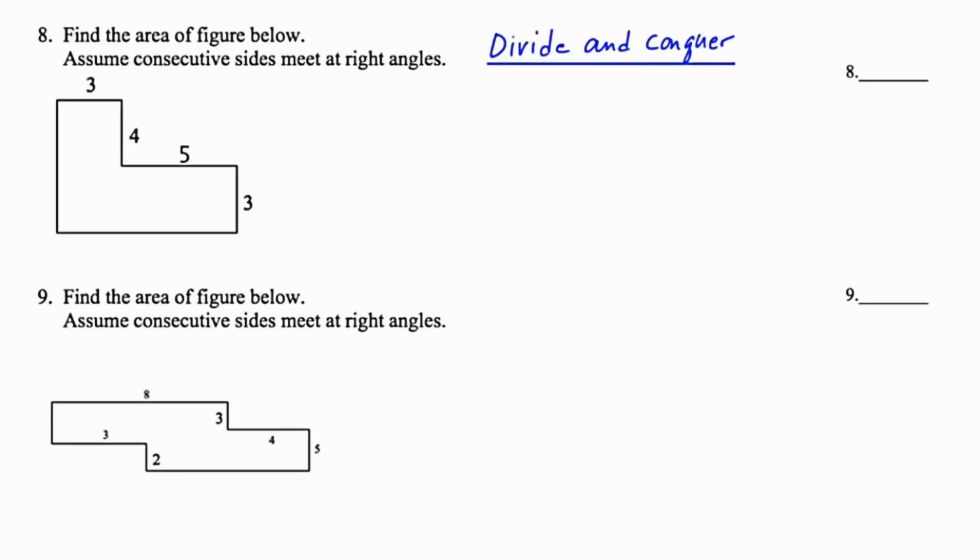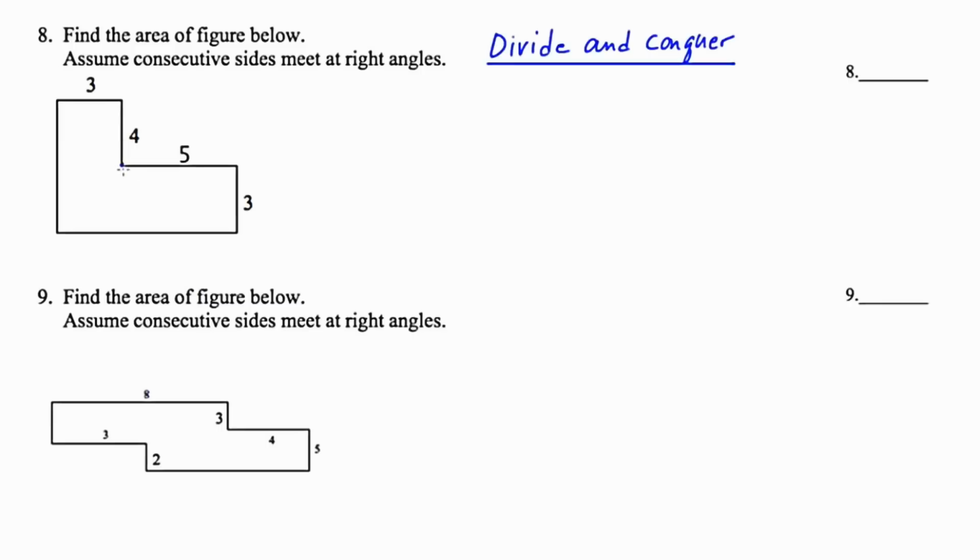What divide and conquer means is taking a region and dividing it up into smaller regions that you do know how to find the area of. So when I'm looking at this, it kind of looks like a capital L that's been tipped over. But if I go to this little corner right here, and I extend either this horizontal line that's labeled as 5 all the way over, or this vertical line labeled as 4 all the way down, I'll be able to create two shapes that are both rectangles.